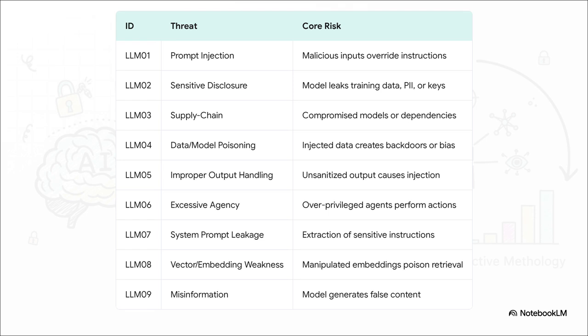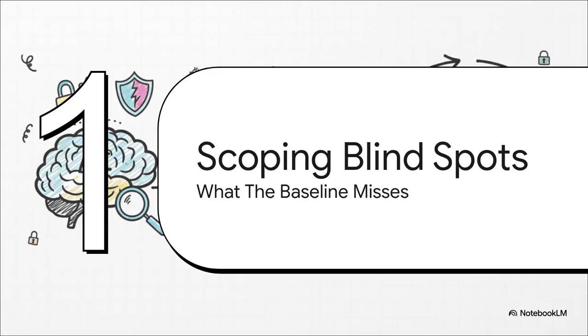But here's the crucial part. This is a foundational checklist. It's the start, not the end. It is absolutely not exhaustive. And that brings us to a really important point, critical scoping blind spots. If you just stick to a baseline standard like the OWASP Top 10, you're gonna miss things. It's a necessary part of your plan, for sure, but it is not sufficient. There are whole domains of risk that it just doesn't fully cover.